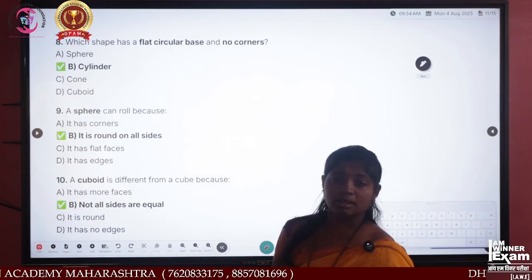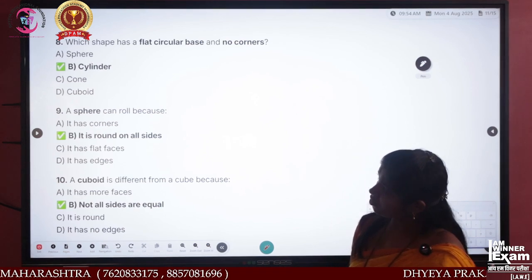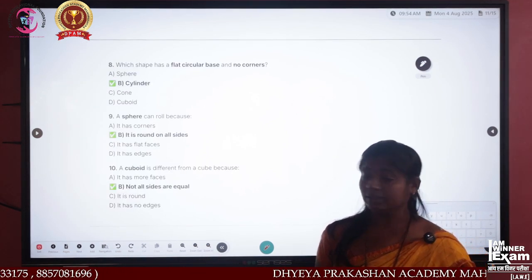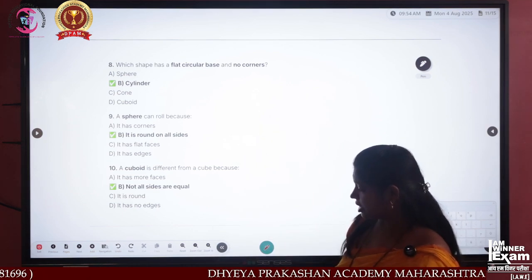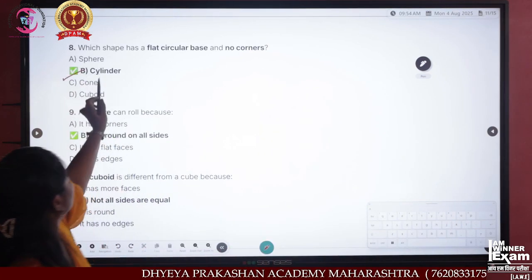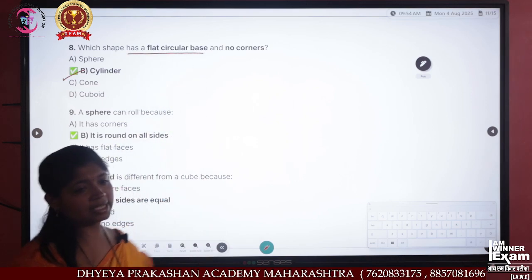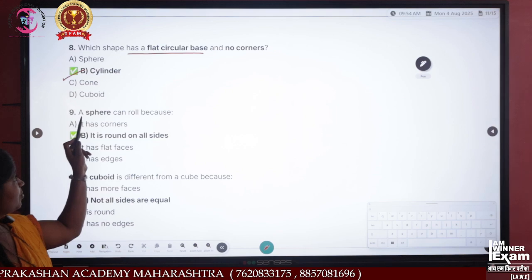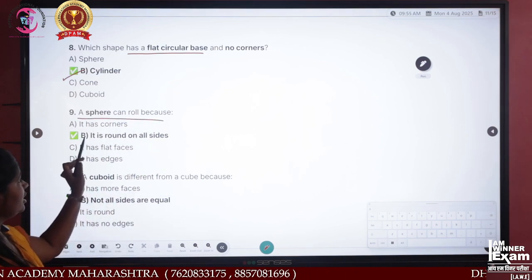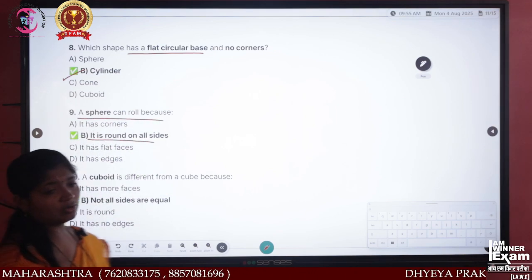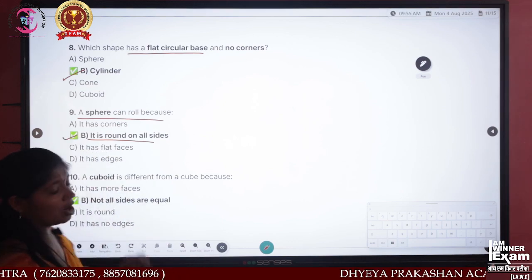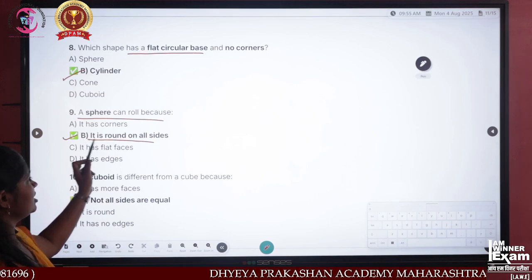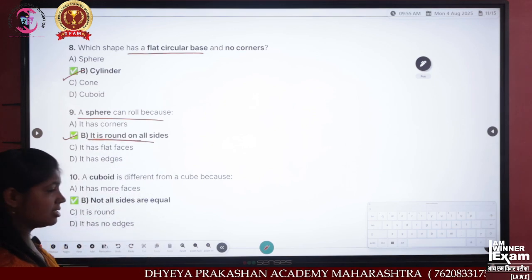Next is the eighth question. Which shape has a flat circular base and no corners? The cylinder has a flat circular base and no corners. Next question. A sphere can roll because it is round on all sides.